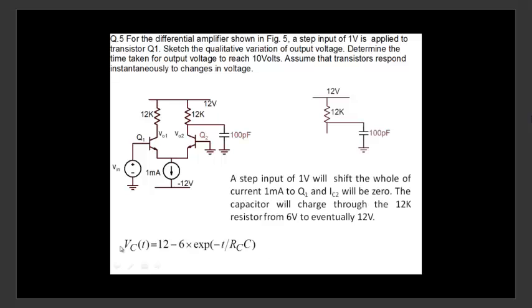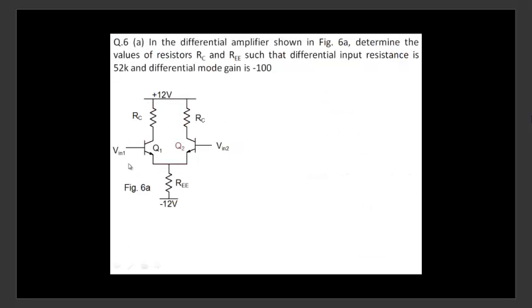So this is what you write, and we are asking how much time it takes to reach 10 volts. So you put 10 volt here, and then you calculate. So when you don't have the small signal input voltages here, you have to look at it from the basic transistor equation, which is collector current is Is exponent VBE by VT. All right. Look at this one.